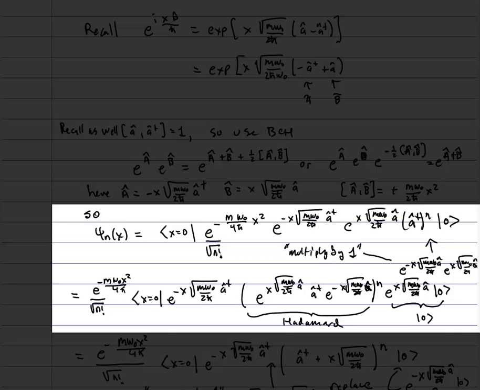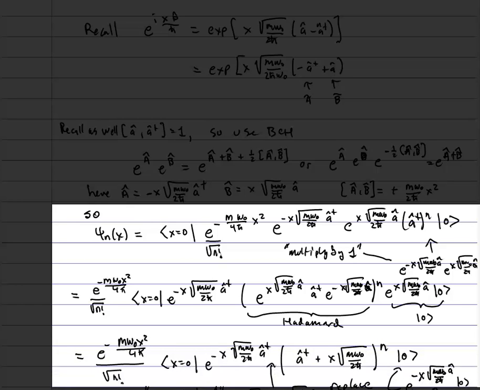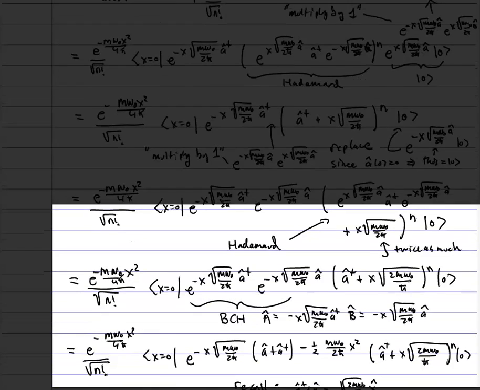The terms in the middle, that is a Hadamard that I have created. I can move the Hadamard inside the power, and now I just evaluate the Hadamard. Because the commutator of A with A dagger is a number, the Hadamard terminates after just one term, so I'll get A dagger plus x square root of m omega 0 over 2h bar inside that power n. All right, you guys with me? If not, just pause the video and take a look again at how we did that.